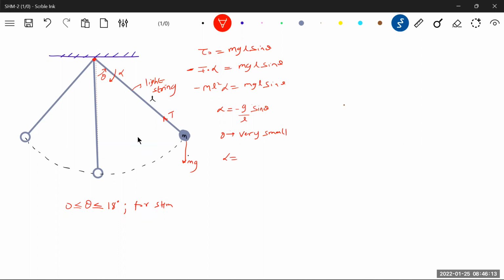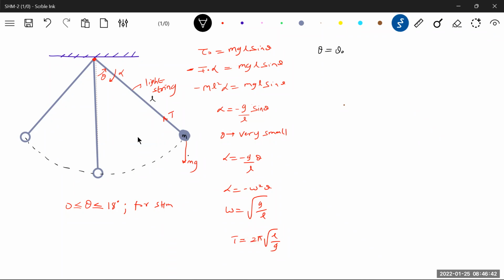Then sine theta will become theta. Comparing with angular SHM, omega equals root of g by L. So the time period is given by 2 pi root of L by g. So this is the expression for the time period of a pendulum. What is the time period? Time taken to complete one oscillation. Again, here also we can define the similar thing.